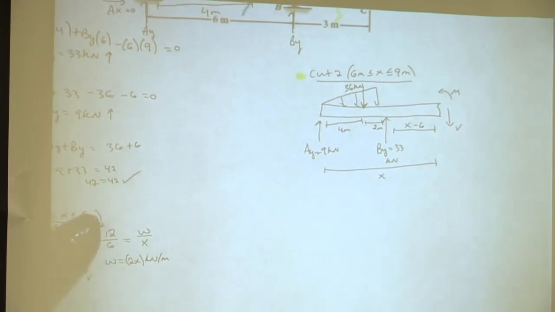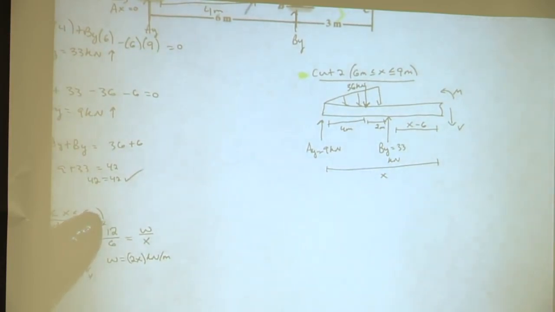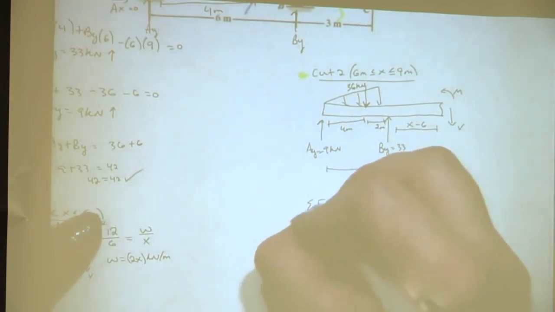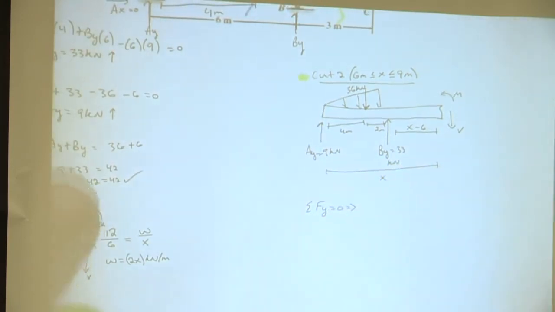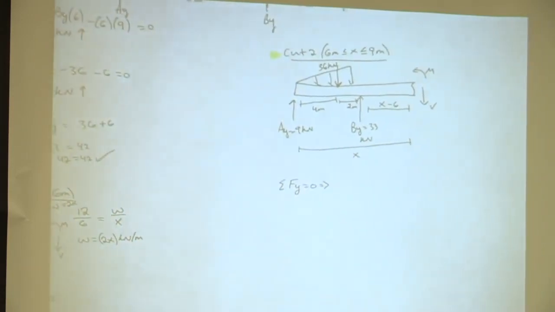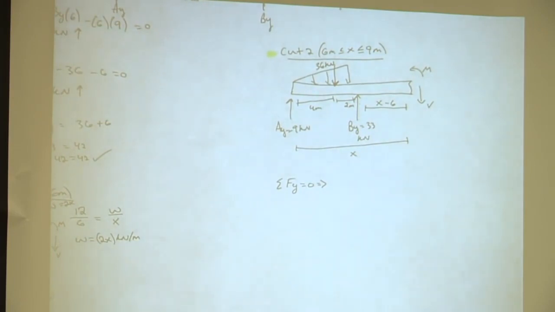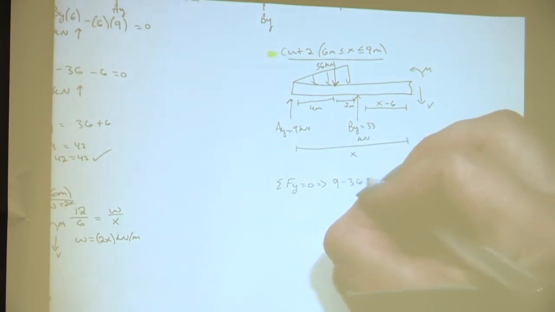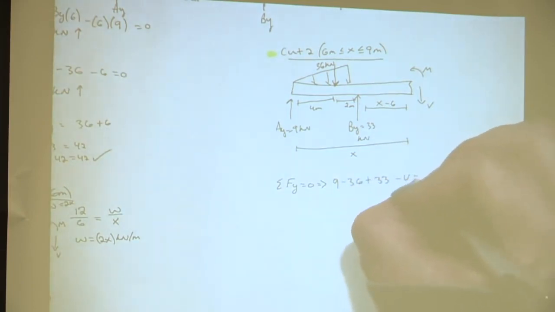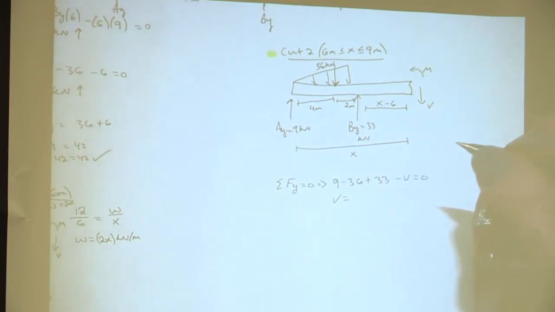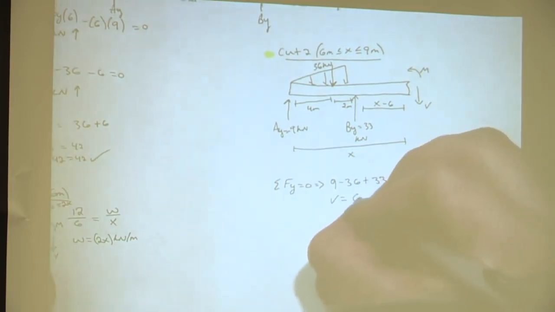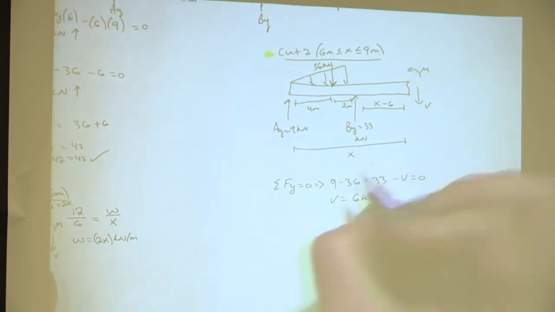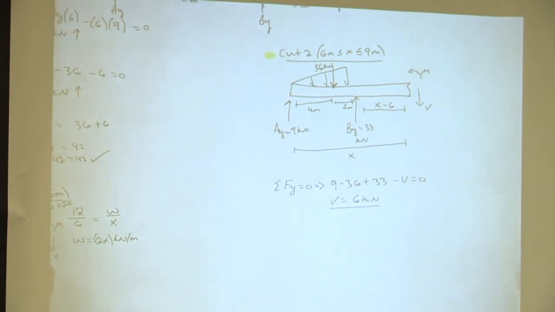Shear. Awesome, so let's do shear. Which equation do we use for that? Sum of the forces in the y direction. Awesome, so force in the y direction. And how many terms should we have in our equation? 4. Awesome, so 4. So we have positive 9 minus 36 plus 33 minus V equals 0. And then what will that give us for V? 6. Awesome, so V equals 6 kilonewtons. And what does that mean? Awesome, so it's constant between where and where? Awesome, so it's constant between 6 and 9.